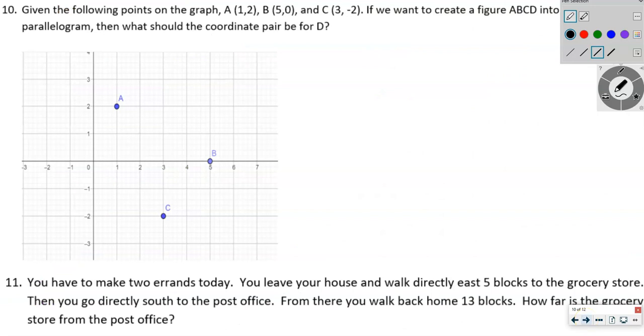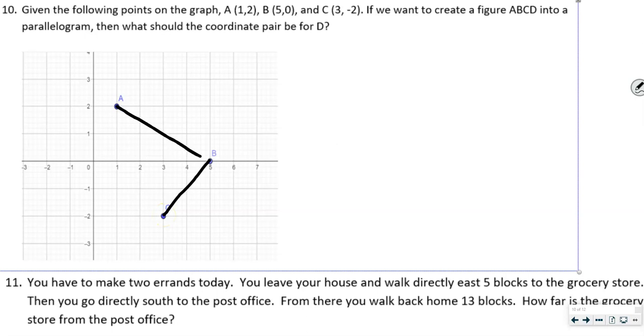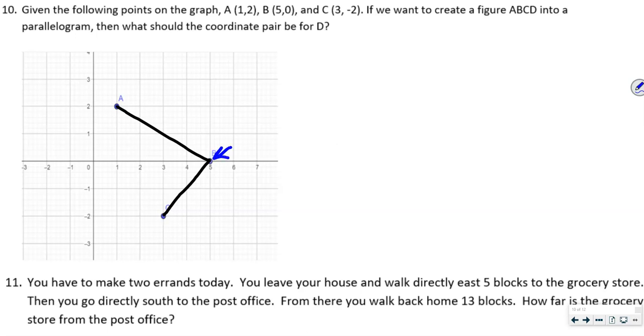All right, so for this next one, it says, given the following points on the graph, A, B, C, if we want to create a figure ABCD into a parallelogram, then what should the coordinate for D be? We're going to look at these two sides of this shape ABC because we want to find D. So always go from where the two sides come together. I'm going to go from B to A, 1, 2 up, 1, 2, 3, 4 left. I'm going to do the same thing from C, 1, 2 up, 1, 2, 3, 4 to the left.